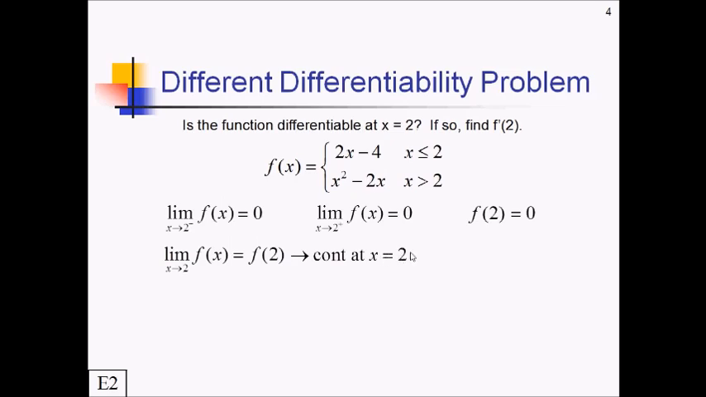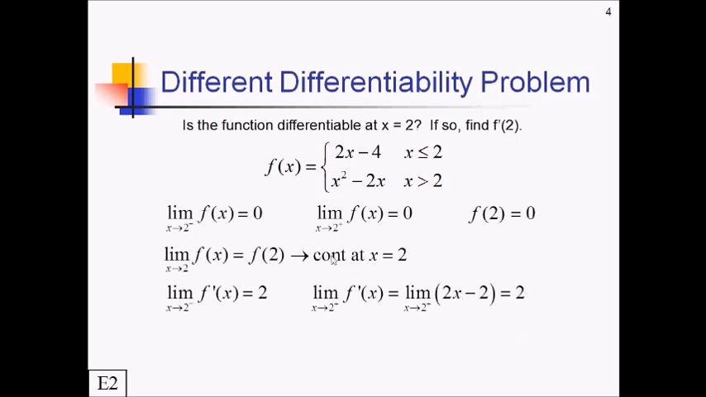So we try the slope limits now. Limit of the slope as we come from the left, f prime of this first rule here is just going to be 2, no matter what we plug into it. And as we come from the right side now, we're doing f prime of x squared minus 2x. So the right side limit, that's going to be the limit of 2x minus 2 as x approaches 2 from the right. 2 times 2 is 4, minus 2 is 2.